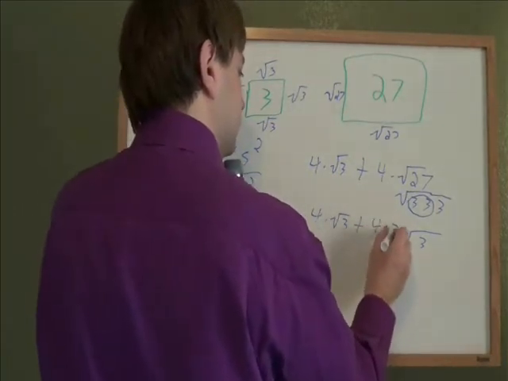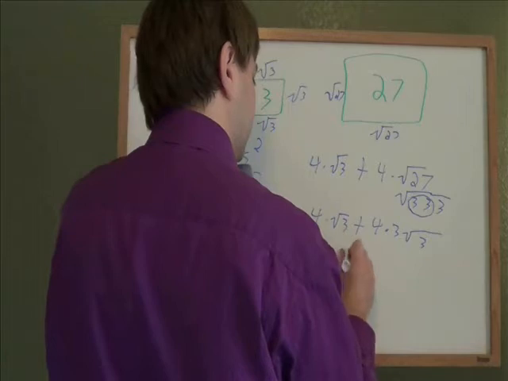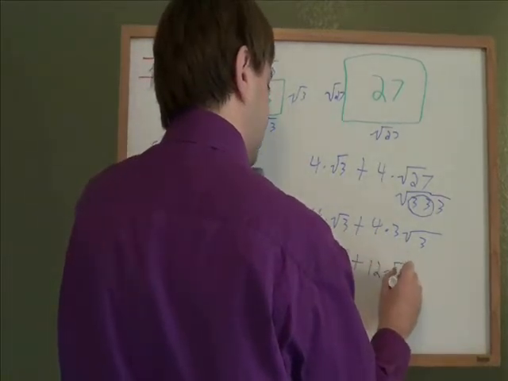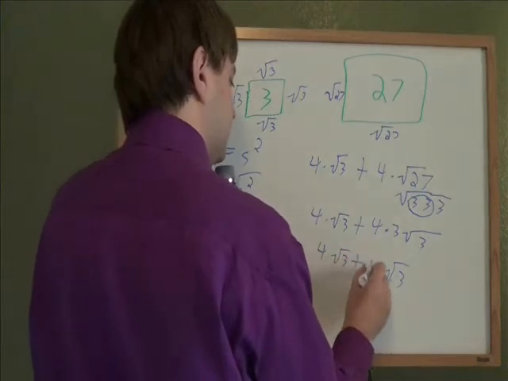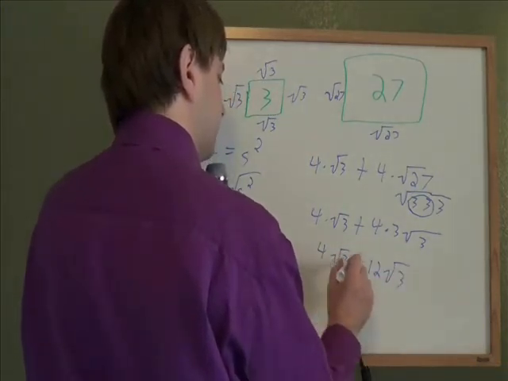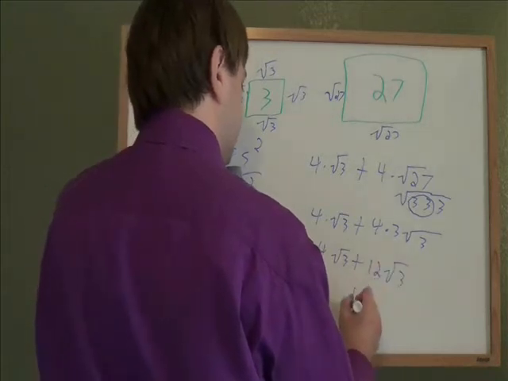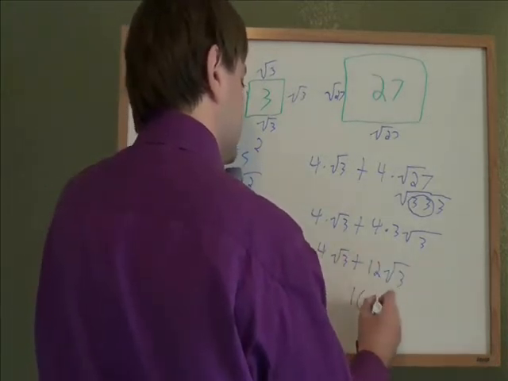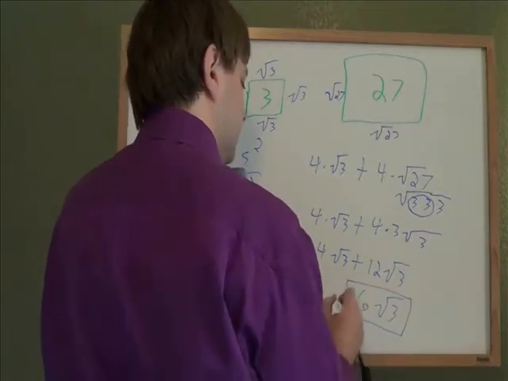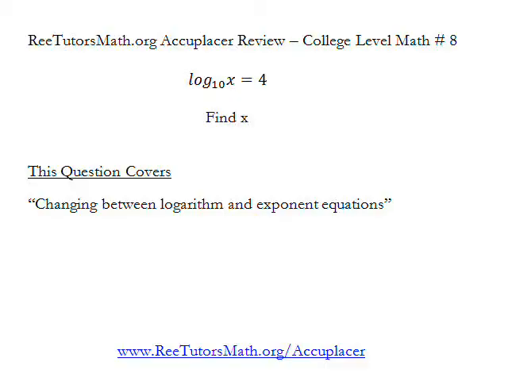And then we have 4 times 3. That will give us 12. 4 square roots of 3 plus 12 square roots of 3. Well, those are like terms. If you have square roots of 3 and some more square roots of 3, you can just add those up for a total of 16 square root 3. And that is the length of fencing that you need.